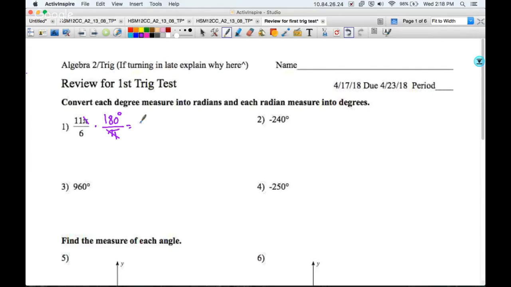All right, the pi's cancel out. I've got 11 times 180 degrees divided by 6. 11 times 180, that's 1,980 divided by 6 is 330 degrees.